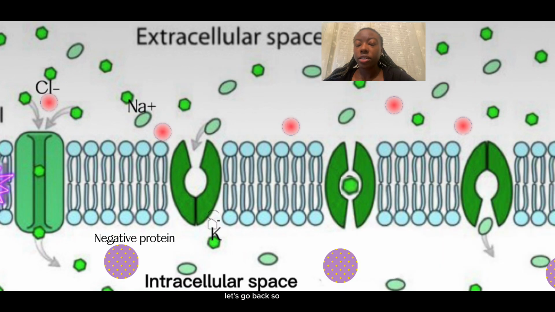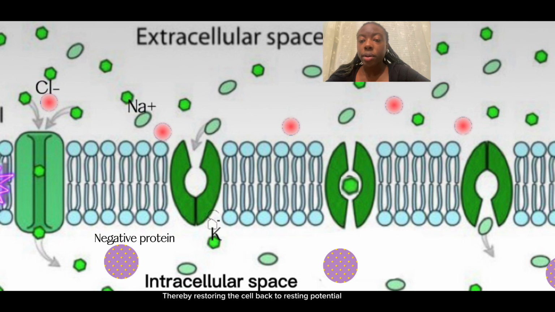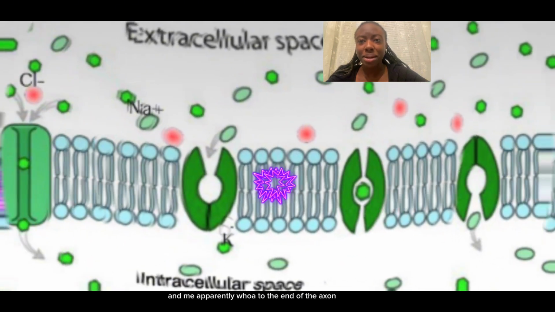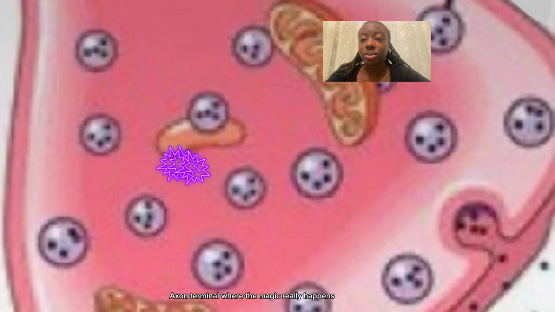Okay, let's go back. So these slightly negative potassium ions and positive sodium ions form an electrochemical gradient that controls the motion of things like sodium channels that allow sodium ions into the neuron, and potassium channels that allow potassium ions out of the neuron at a much slower rate, thereby restoring the cell back to resting potential. This motion of switching and replacement causes a sort of wave that carries the impulse all the way to the end of the axon terminal, where the magic really happens.